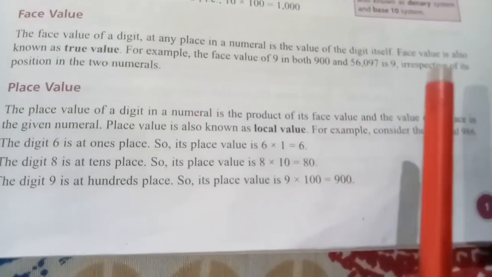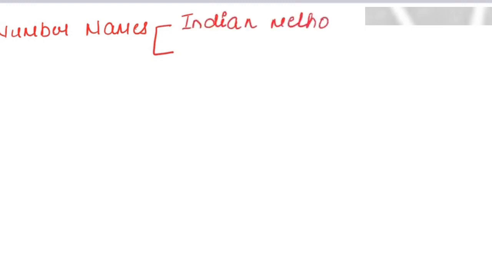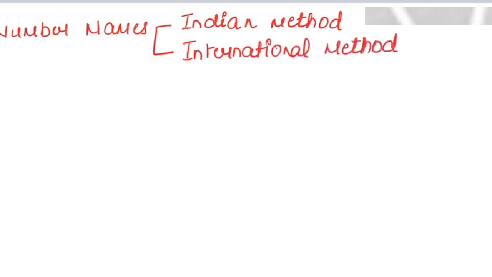Next is the Indian system and international system. For number names, we are using two methods. Number one is the Indian method, which we use only in India. And the second method is the international method, which is used outside India. Understood? How many methods are we using? Only two. Number one is the Indian method, which is the Indian place value chart. Second is the international place value chart, which is already given in your book.